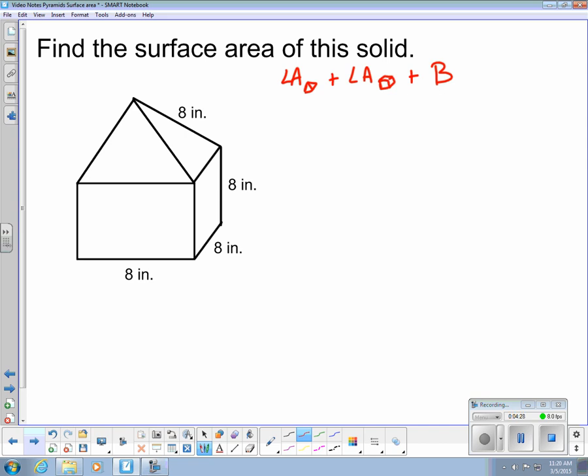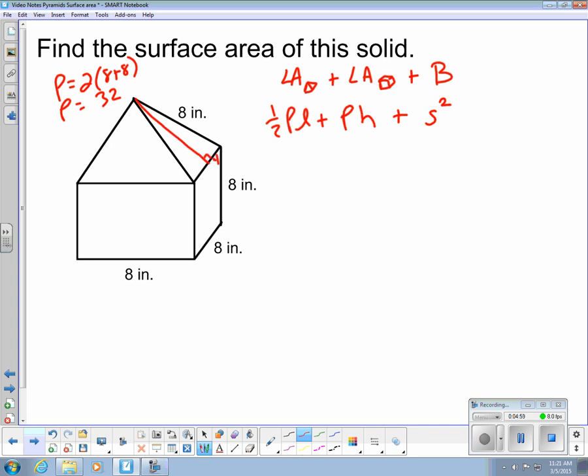So the lateral area of the pyramid is 1/2 PL. The lateral area for the prism is PH plus, and then the base here is a square, so that's going to be S squared. So let's see if we can get some of this information. So our perimeter here is going to be 8 plus 8 times 2, which is 32. Do I have my slant height? No, I don't. I'm going to need to find that slant height right there.